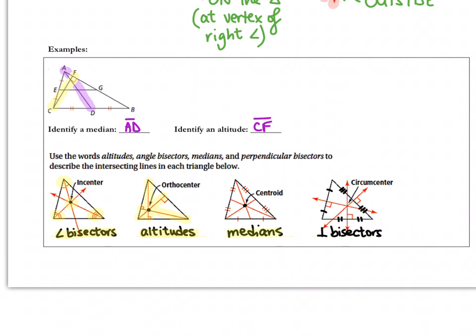Medians, their point of concurrency is called the centroid, and these are medians because they go from a vertex to the opposite midpoint, vertex to opposite midpoint, vertex to opposite midpoint. The medians are concurrent at the point called the centroid. And then lastly, perpendicular bisectors. Their point of concurrency is called the circumcenter, that you can see on the picture there. It's that point of concurrency right there. And on this triangle, we can tell those are perpendicular bisectors because of the right angle mark, and the congruent segments there show you the midpoint. So through the midpoint, perpendicular to that side, and through the midpoint perpendicular to that side at its midpoint.